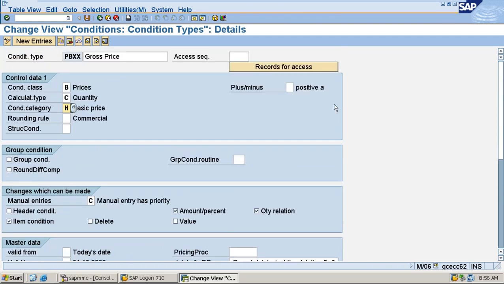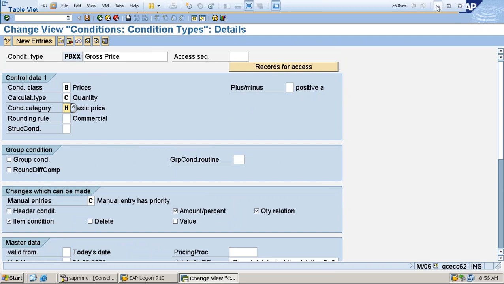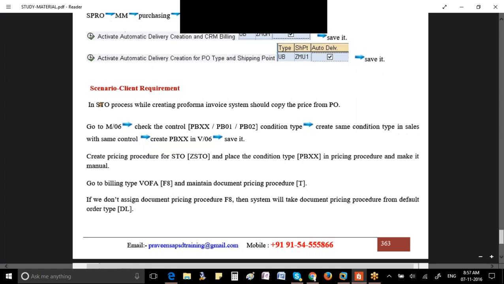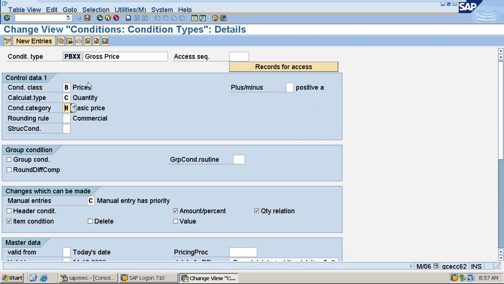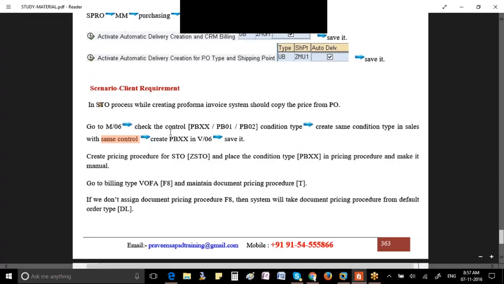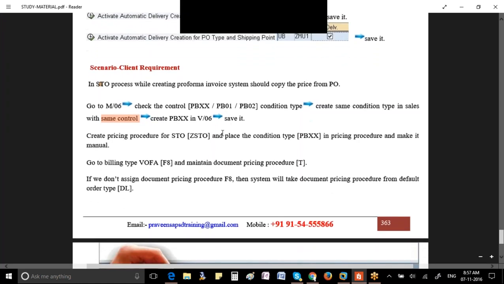So create this PBXX in V/06 with the same controls. Write it down somewhere, or you can take it from my document also. So what you should do, create the same condition types in sales with the same controls. That means the calculation types, everything should be same: B, C, H, and this item condition to be activated. Then create a pricing procedure for the STO, say ZSTO, any, and place this PBXX in that particular pricing procedure and make that as manual.